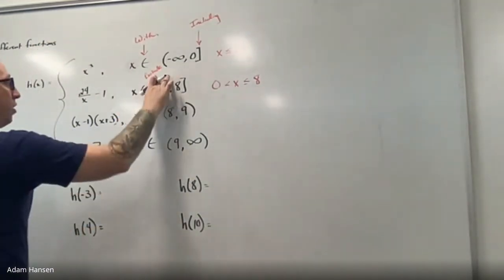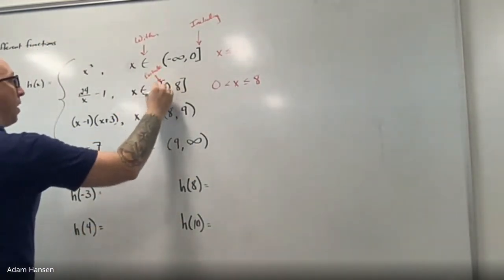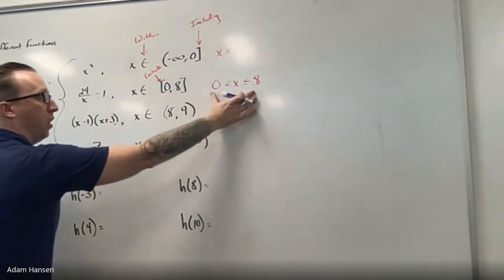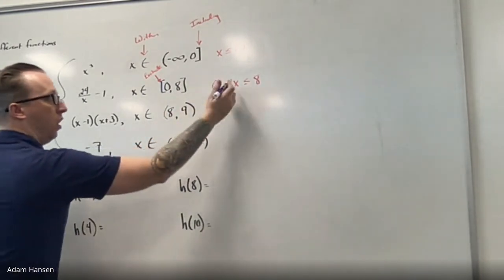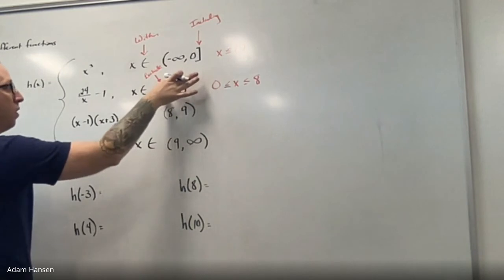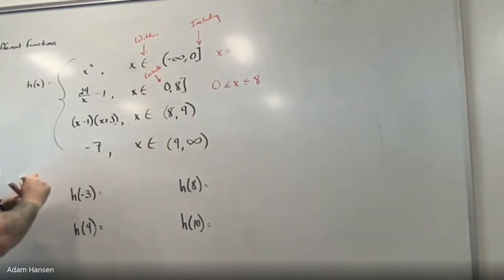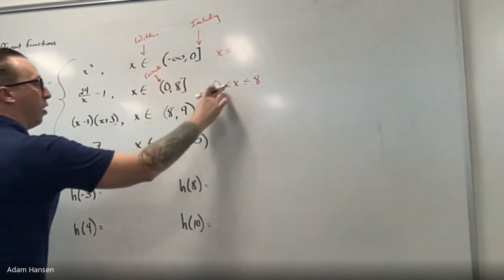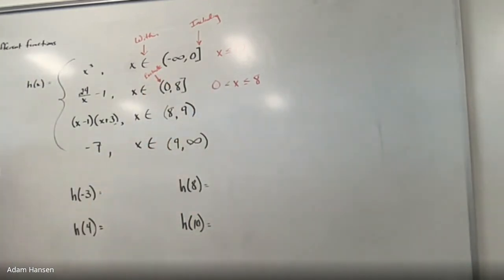What if I changed it to look like this? I put the bracket back on 0. How would I change my inequality over here? Add an equal sign, right? Because I'd have to include both endpoints, both the 0 and the 8. That parenthesis on the 0 means I can't include the 0 as a part of that interval of numbers.